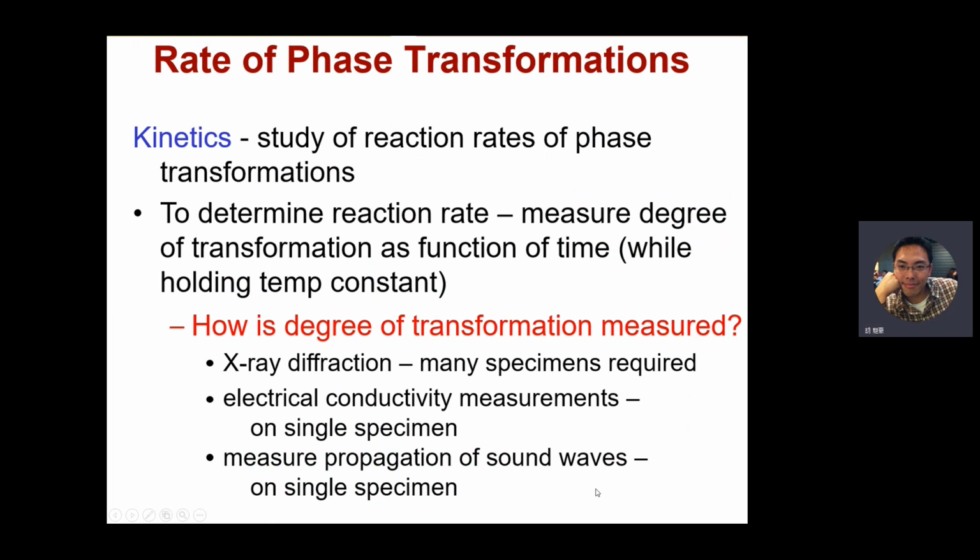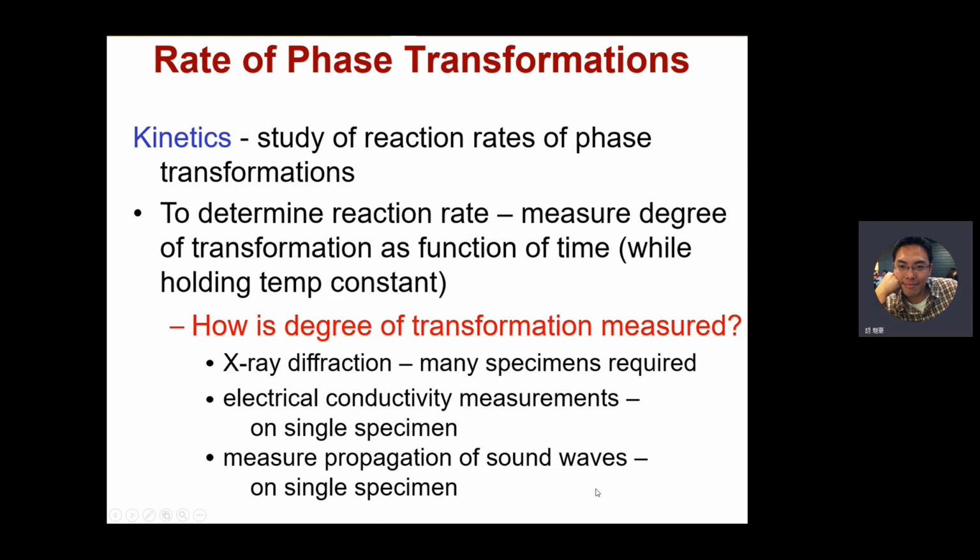And so let's look at the rate of the phase transformation. We have to consider now the kinetics, which is the study of reaction rates of phase transformation. So how do we determine the reaction rate? We have to do an experiment to measure the degree of transformation as a function of time.